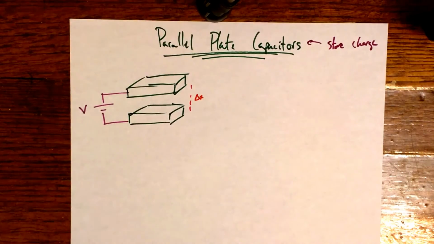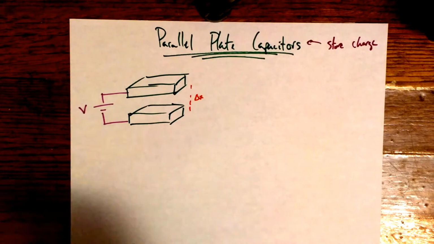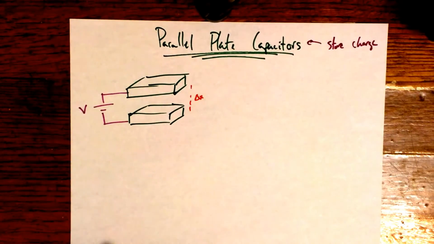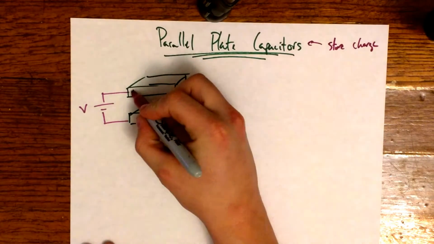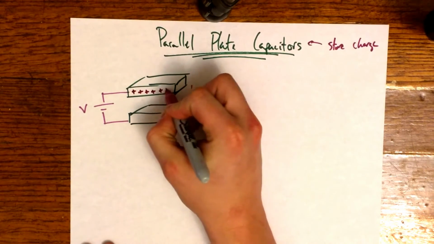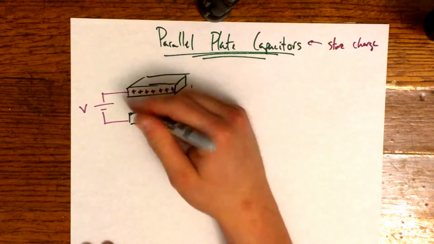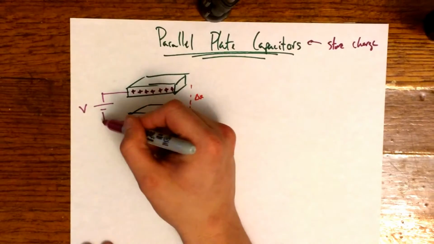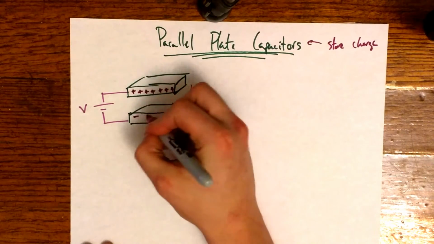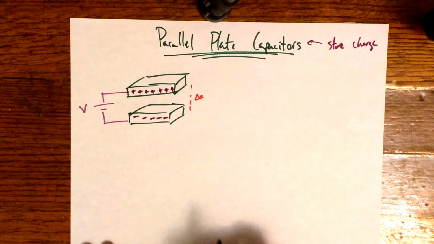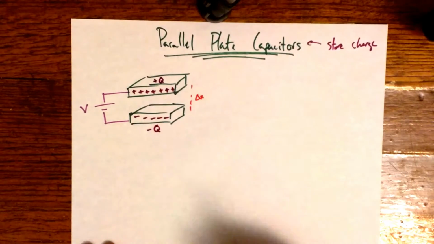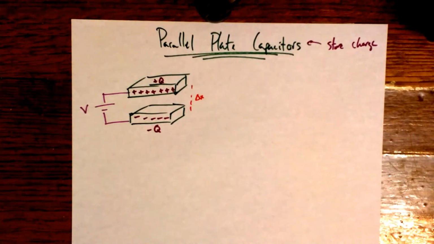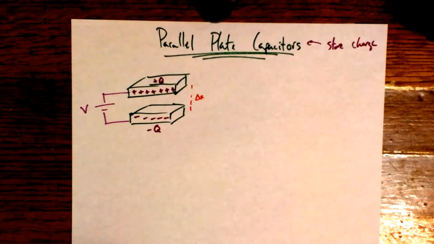The battery has some voltage V, and as the battery runs, we build up some charge. On the top, we get some positive charge because all the electrons from these atoms will run down the wire and move to this plate and build up some negative charge. Over here we'll have negative Q, and this is positive Q up here. The same amount of charge, just opposite signs.